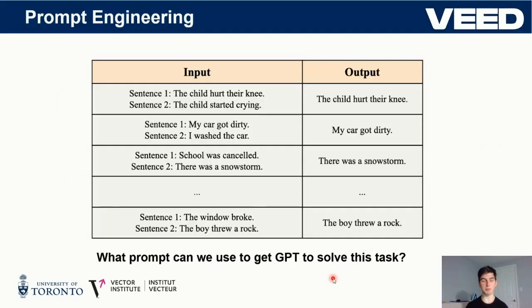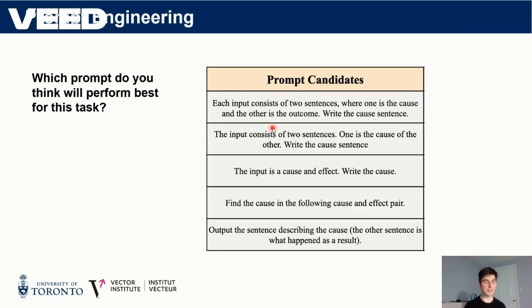So we've all seen the amazing capabilities of large language models, but sometimes it can be difficult to get them to do what we want. So we see here in this task, the goal is to output the sentence which was the cause. If you're giving this to a human, all of these potential instructions would work equally well, but this is not the case for large language models.